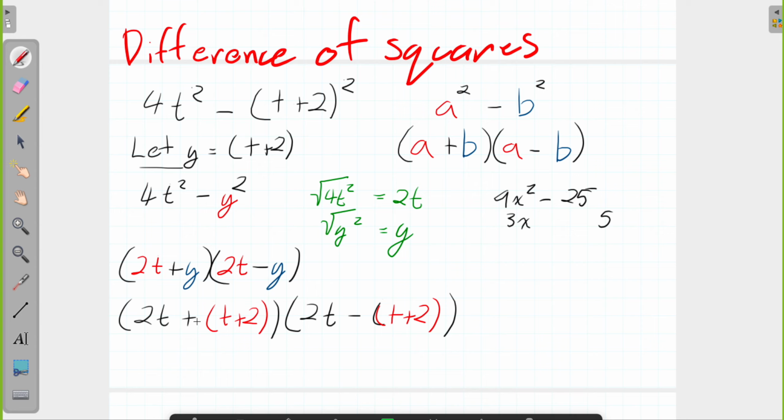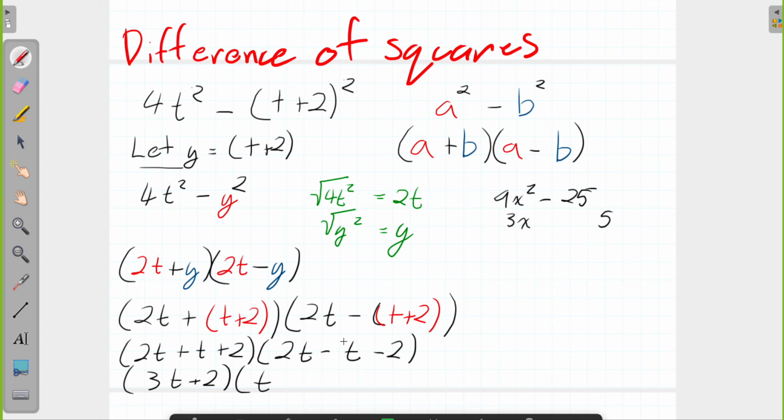Think of this as a positive 1 being distributed, so we can drop the brackets. You end up with 2t plus t plus 2. Over here you have 2t minus t, and this is distributing a negative. So you distribute the negative to the t and to the 2, so minus 2. When we finally simplify, 2t plus t is 3t, plus 2. And 2t minus t is actually just t. Think of it as a coefficient of 1: 2 subtract 1 is 1, so we don't have to write it in front of the t. And then we have subtract 2. So this would be our final difference of squares.